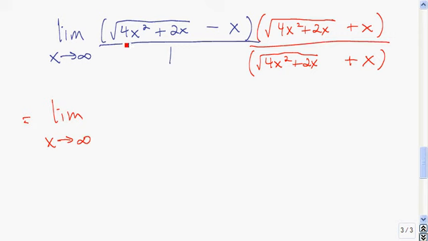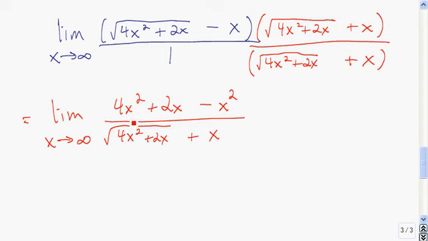So the square root of 4x squared plus 2x times the square root of 4x squared plus 2x, we just get 4x squared plus 2x. Then we have plus x root 4x squared plus 2x minus x root 4x squared plus 2x, so those go away. Then minus x squared. Then divided by this whole term times 1, which is just this whole term. Now 4x squared minus x squared is just 3x squared, so we can replace that.